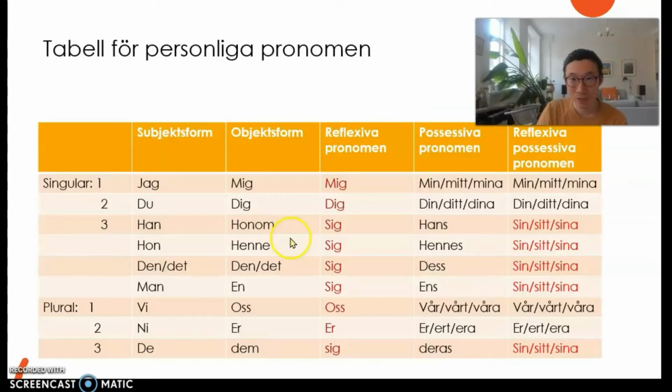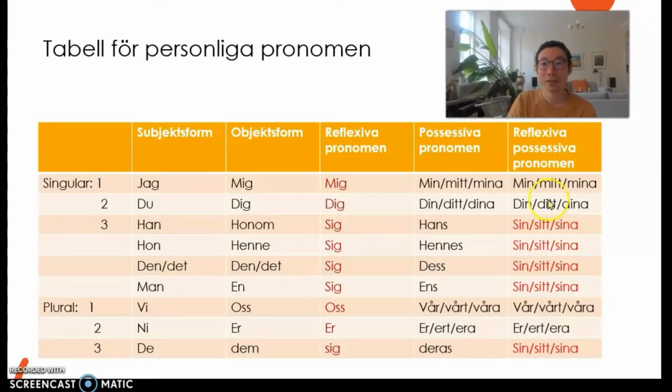Så på svenska, in Swedish, du kommer att använda reflexiva possessiva pronomen. Här har vi sin, sitt, sina. So sin, sitt, sina is the reflexive possessive pronoun. But don't forget, sin, sitt, sina are the pronouns you should use for the third person, singular and plural. But for the first and second person, singular or plural, you would use the same as the possessive pronoun. You would use min, mitt, mina, din, ditt, dina, but it's still considered reflexive in those contexts.